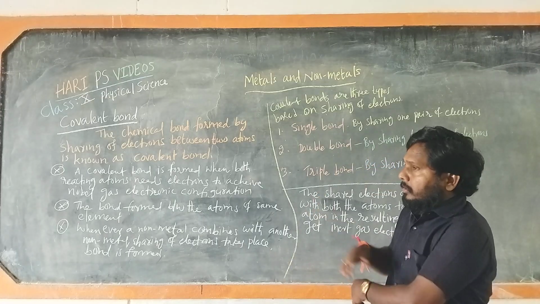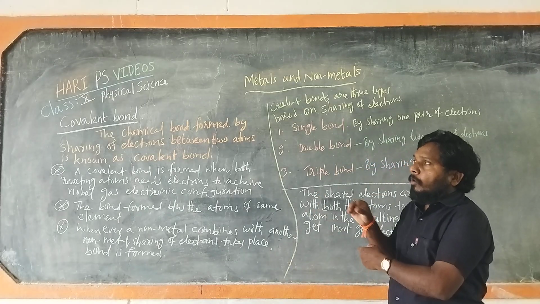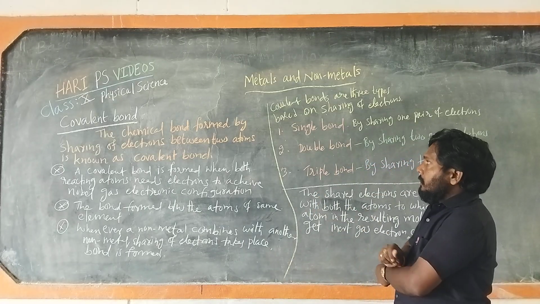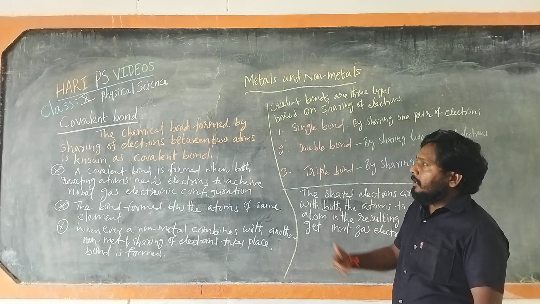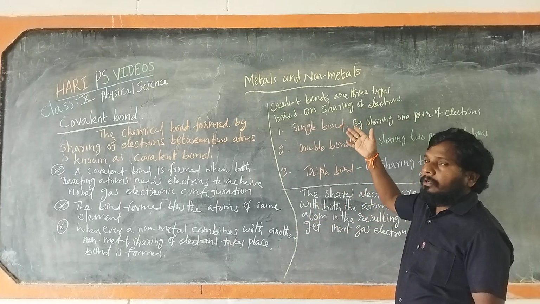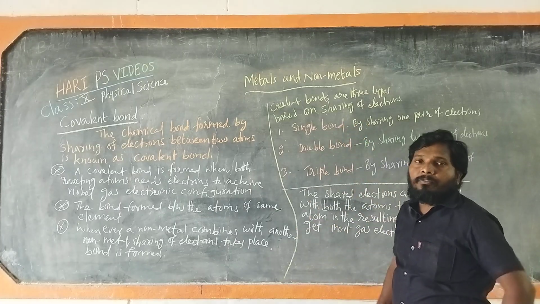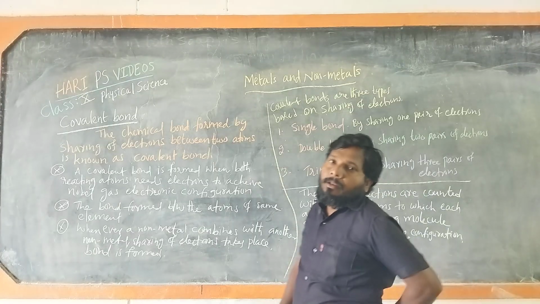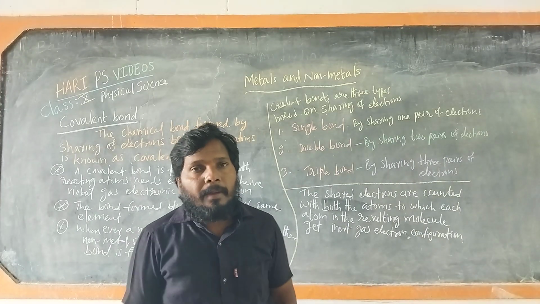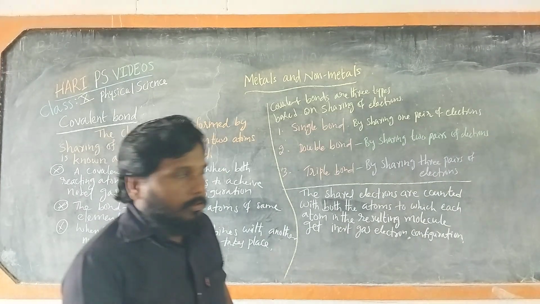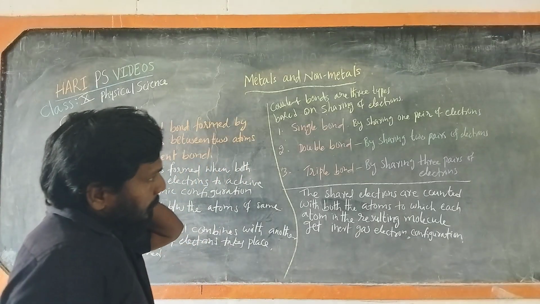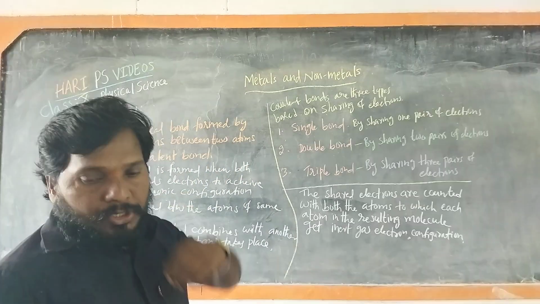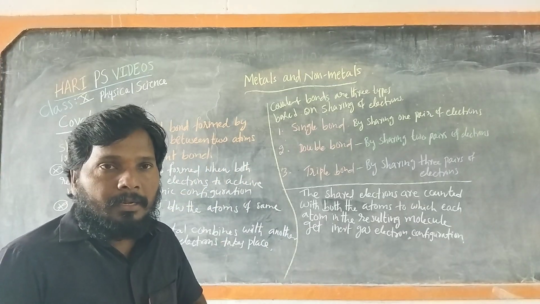So this is about how the covalent bond is formed. Then we will discuss how the single bond, double bond, and triple bond are formed between atoms by taking some examples. So let's understand the formation of single bond, double bond, and triple bond.